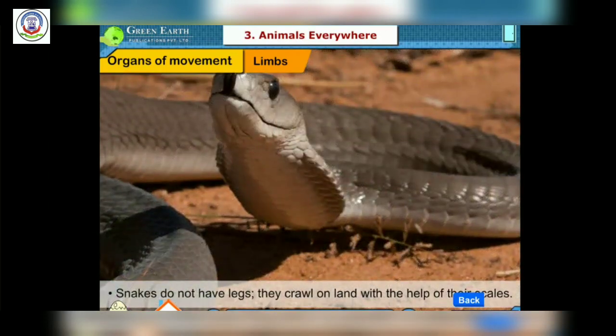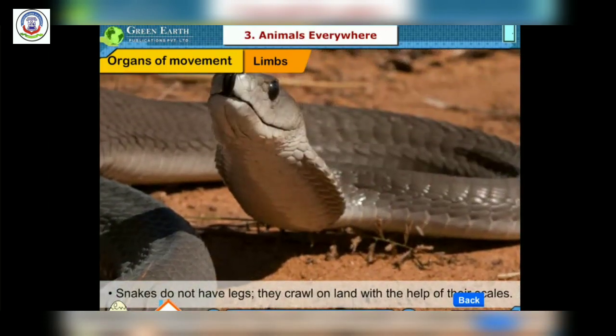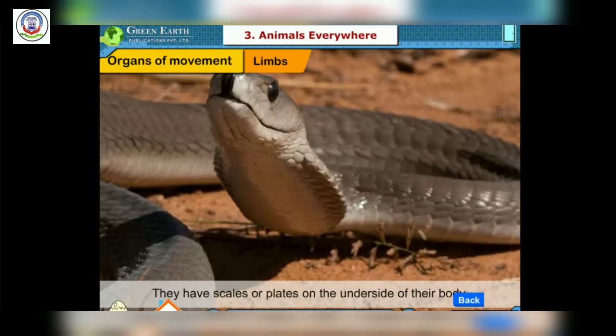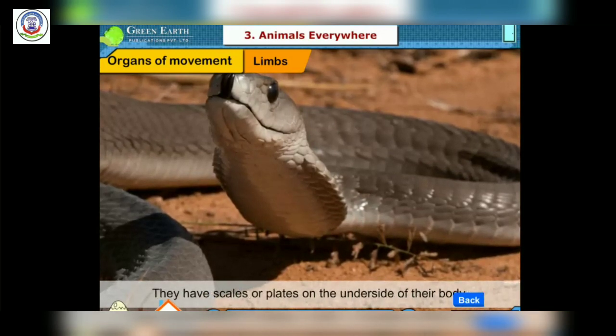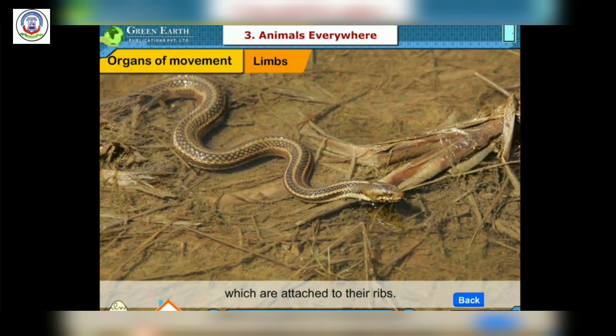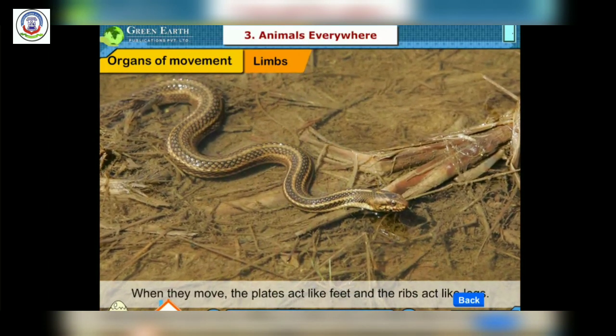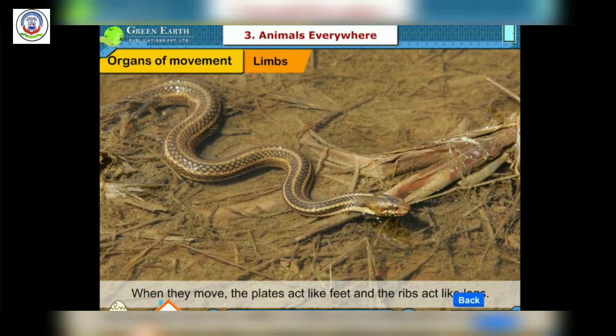Snakes do not have legs. They crawl on land with the help of their scales. They have scales or plates on the underside of their body, which are attached to their ribs. When they move, the plates act like feet and the ribs act like legs.